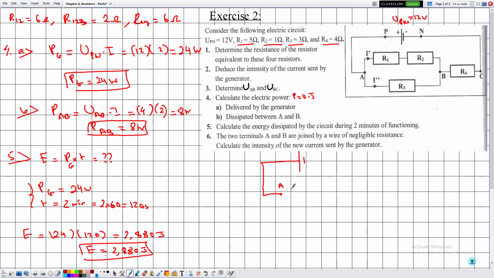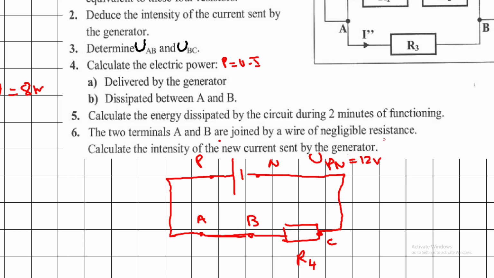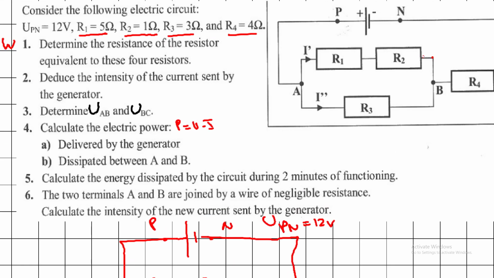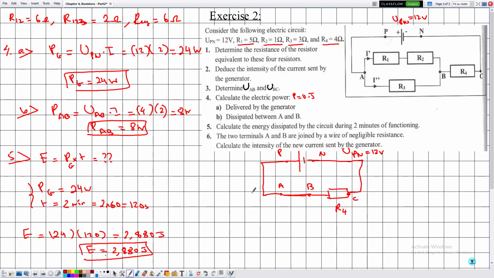So this is the point A, this is the point B, and this is R4. So this is P and this is N, and we have that UPN is equal to 12 volts. So whenever they tell us joined by a wire of negligible resistance, all of the components between the negligible resistance can be ignored and they can be simply considered as a connecting wire.